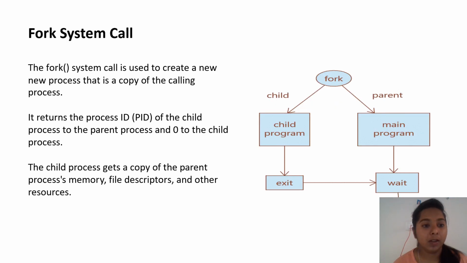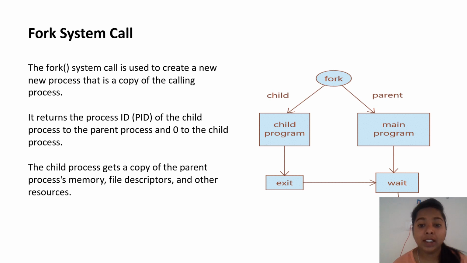Fork system call. The fork system call is used to create a new process that is a copy of the calling process. It returns the process ID of the child process to the parent process and 0 to the child process. The child process gets a copy of the parent process's file descriptors and other resources.